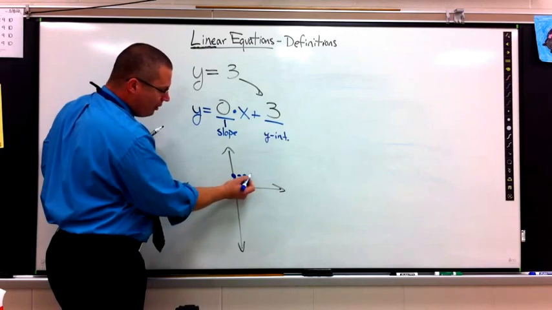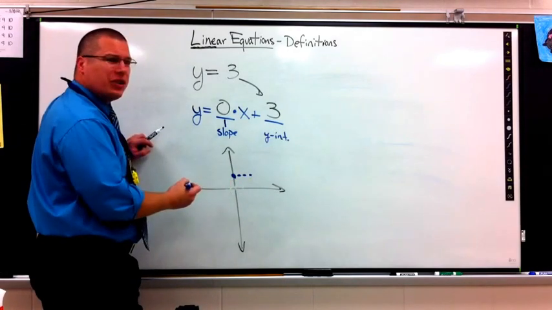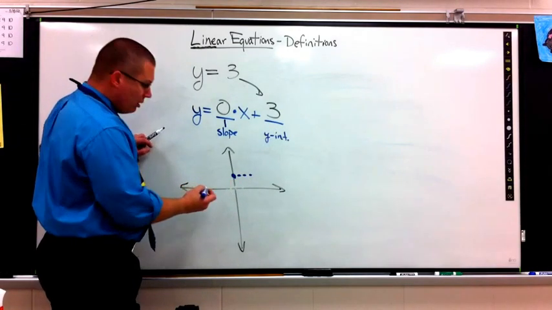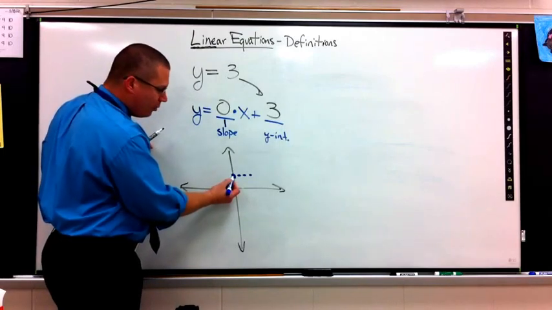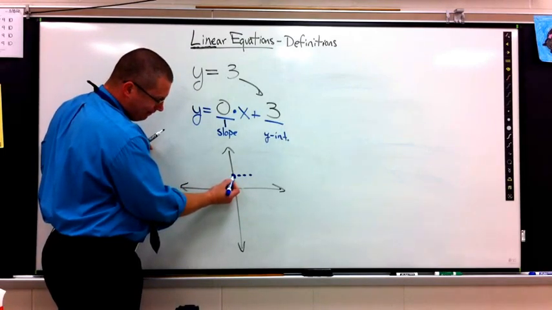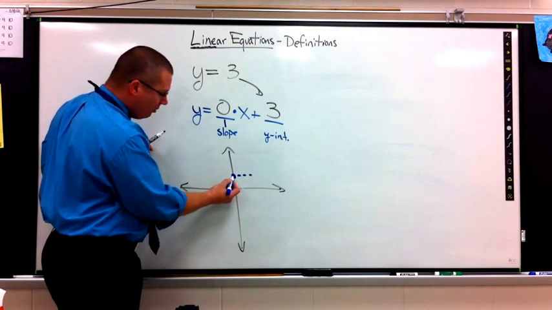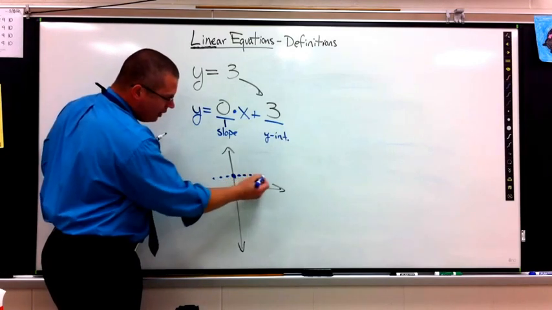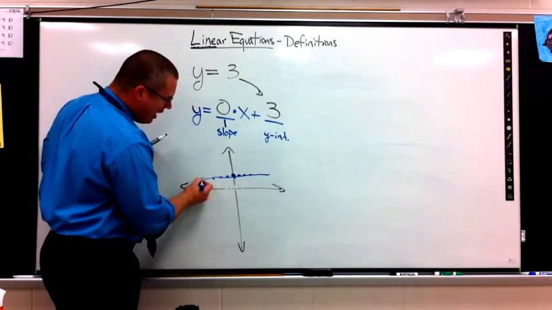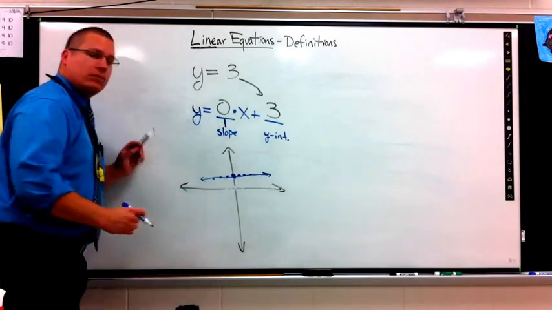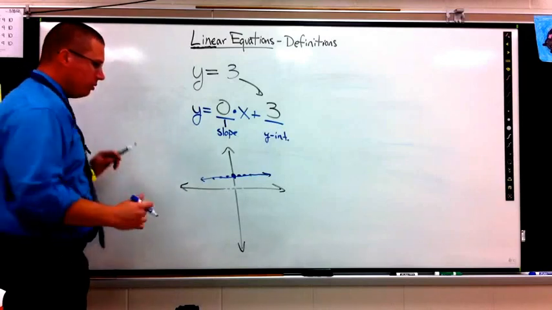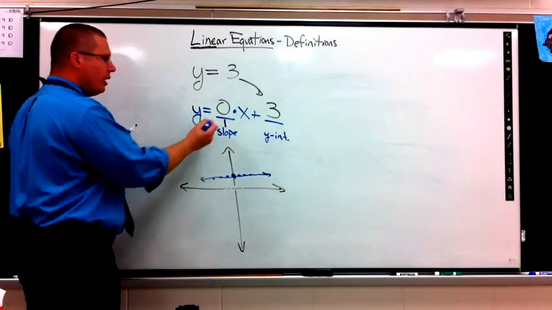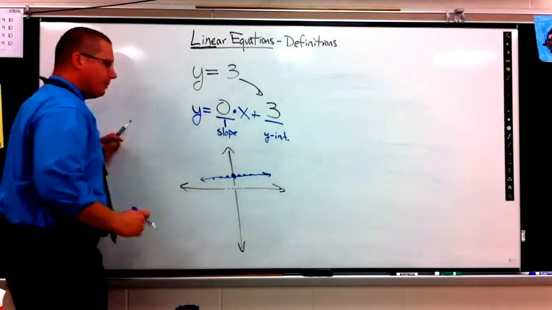0 up, 1 right. What's the reverse of 0 up, 1 right? It's 0 down, 1 left. Watch, go 0 down. Nice job. 0 down, 1 left. By the way, what do we know about a 0 slope line? It's even, it's horizontal. There is no tilt to it. And that should make sense. There's 0 tilt.